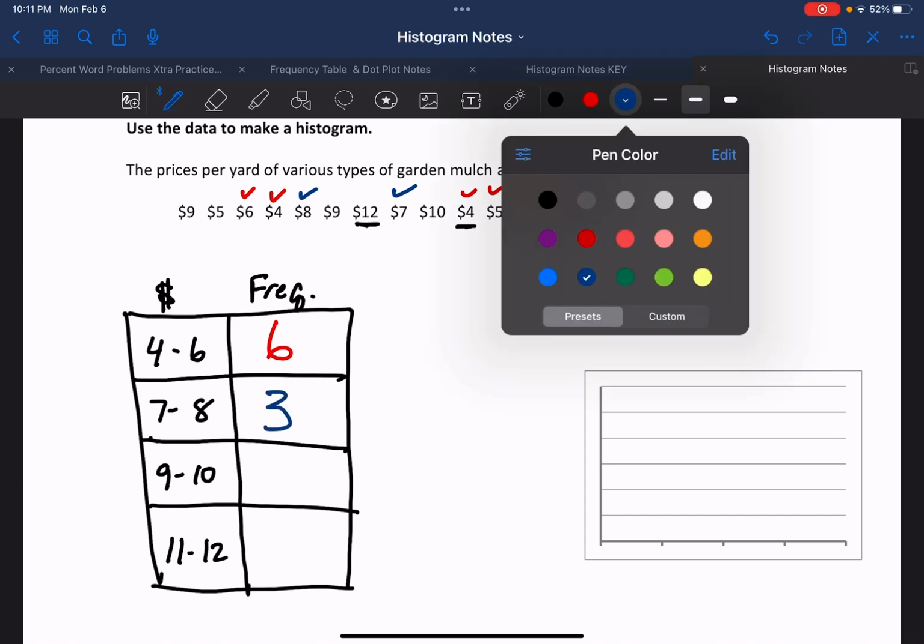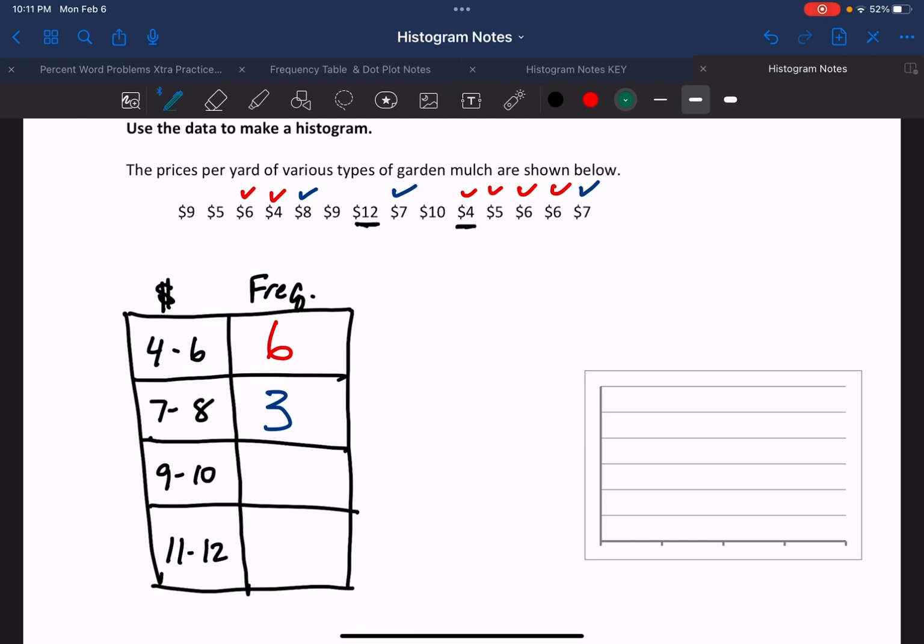And then let's try green this time. Let's look from 9 to 10. I have 1, 2, 3. Oh, I see I already made a mistake. And 11 to 12 was just 1. So right here is my 11 to 12. But I forgot my 5 here, so we can go back in.